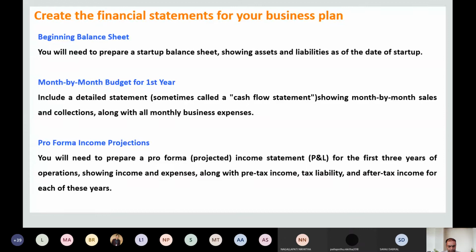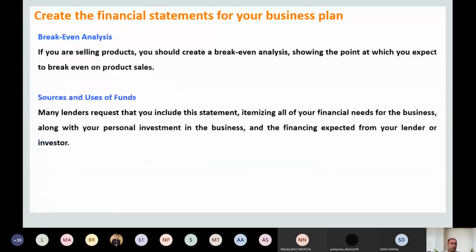So what is the money you got, how much you spent, how much you have before paying the tax, and how much money after paying the tax. So all these details you have to take into account. Okay, then you have to prepare a break-even analysis. I'll be sharing a presentation on break-even analysis after this class. You can refer to that for more details.